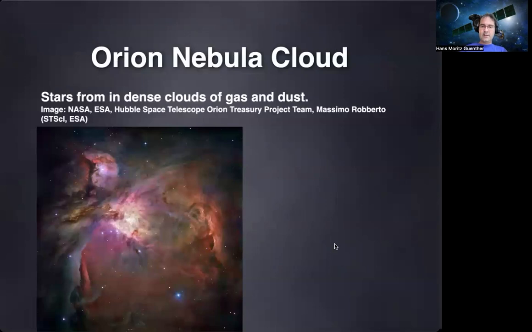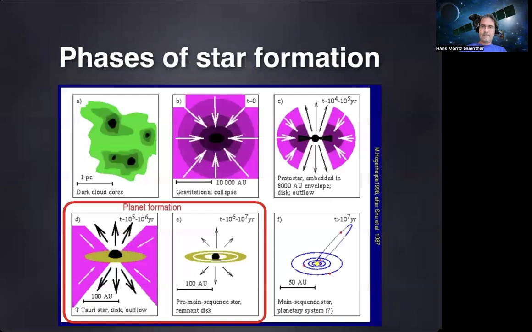So here's the Orion Nebula cloud. Stars form in dense clouds with gas and dust. And you see bright stars over here, and you see these dust clouds around it. And then gravity will make all these dust clouds collapse and fall into each other, right? And clumps will later be the stars, and then there'll be dust still around it.